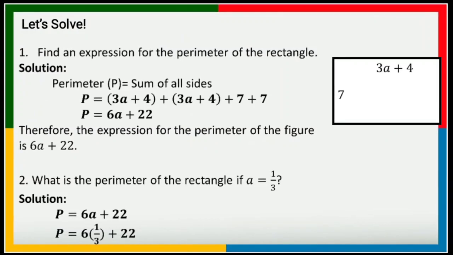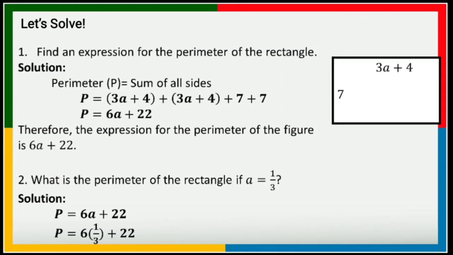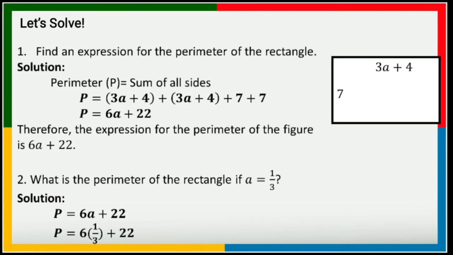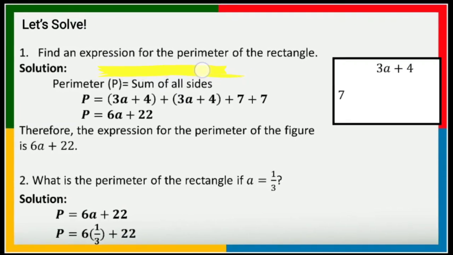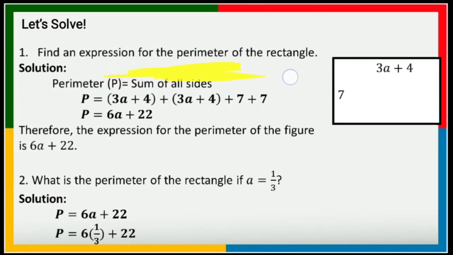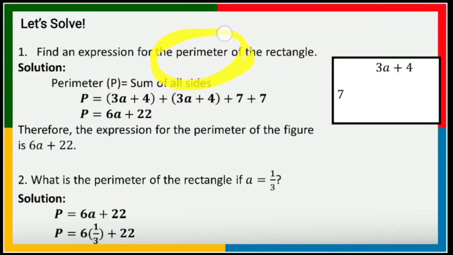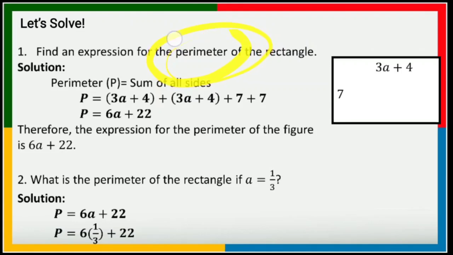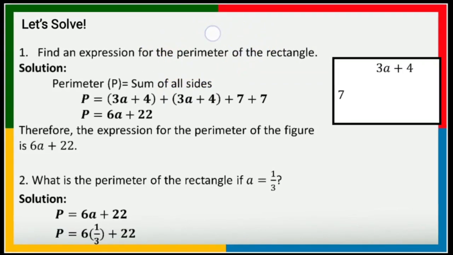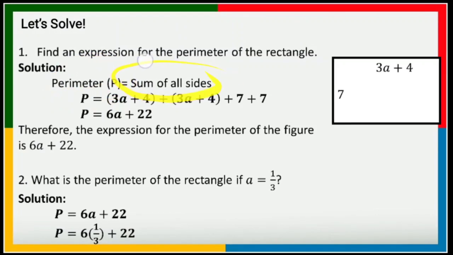Okay, next problem. Find an expression for the perimeter of the rectangle. So we are asked to find the expression for the perimeter of the rectangle. And to find the perimeter, you have to take note that it is the sum of all sides of a plane figure. So the perimeter is equal to the sum of all sides.